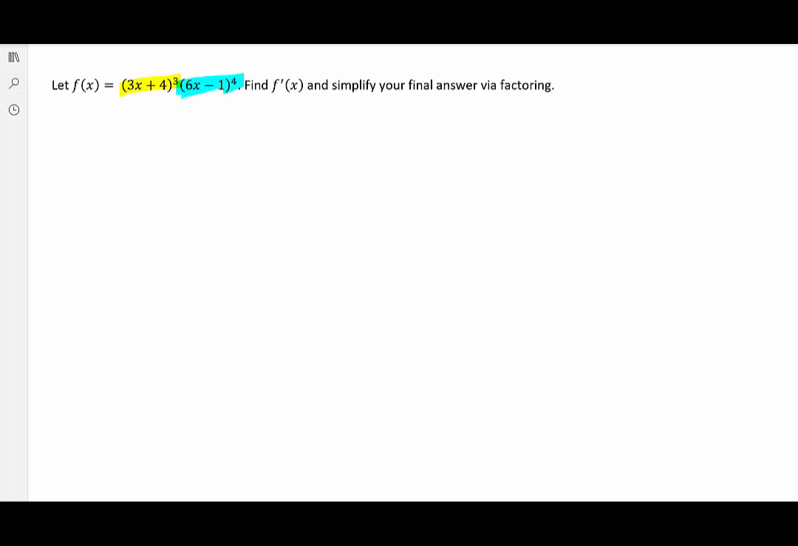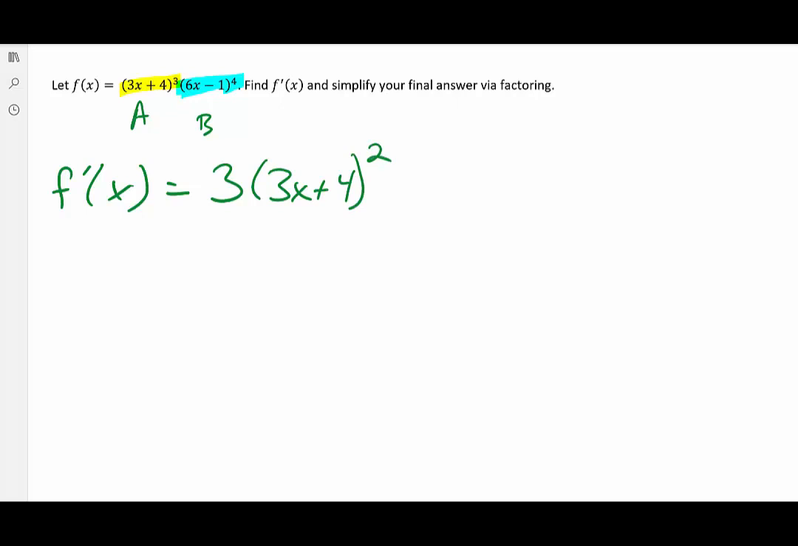So 3x plus 4 to the third, that's A. 6x minus 1 to the fourth, that's B. Here we go. What's our derivative? Product rule. So to take the derivative of 3x plus 4 to the third power, we're going to need to do the chain rule. The chain rule says you bring your power 3 out front, leave your inside alone, but raise it to one less power, and then you multiply it by the derivative of the inside. So the derivative of 3x plus 4 is 3.